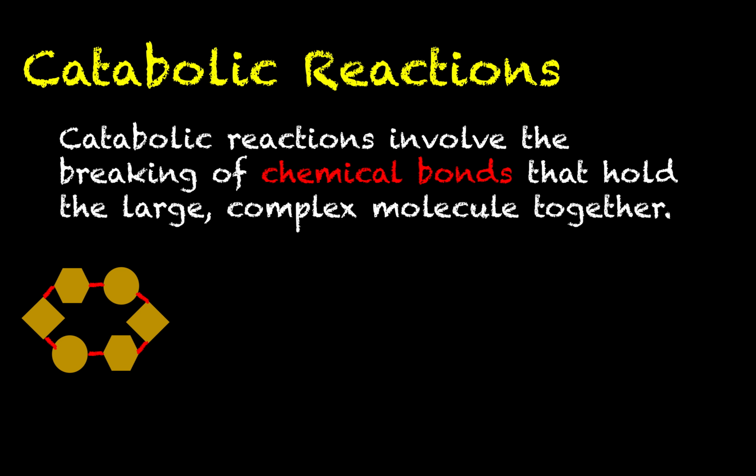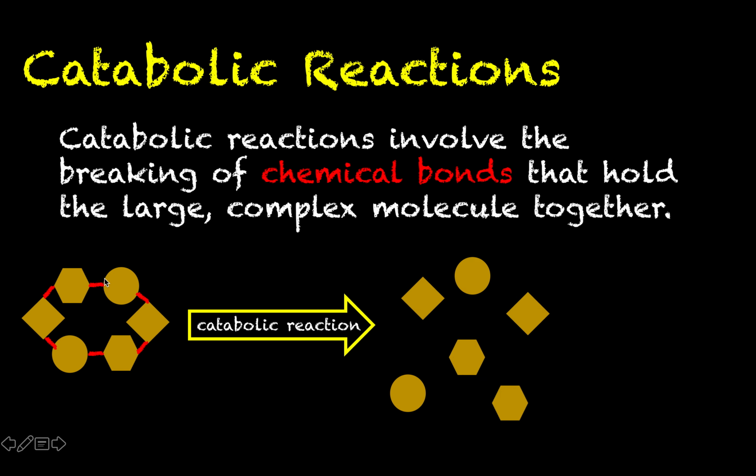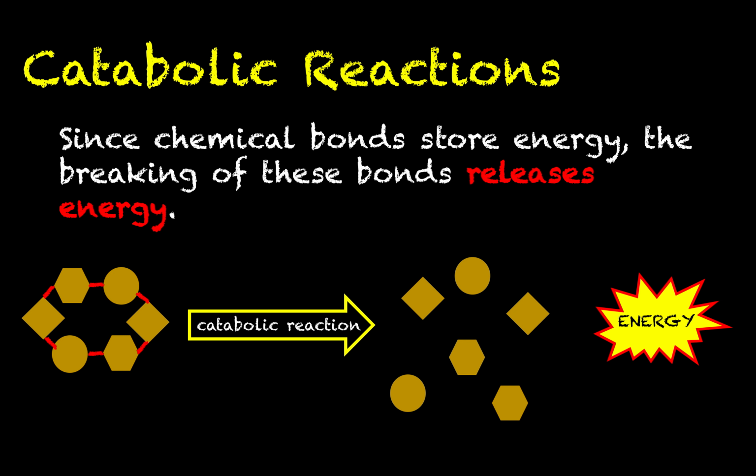To give you the idea here, a catabolic reaction will involve the breaking of the chemical bonds that hold a large complex molecule together. You can see this illustrated here, where this large molecule is formed by the chemical bonds that join these smaller subunits together. A catabolic reaction would break these chemical bonds, thus freeing up the individual components to then become and act as their own individual units. The important thing to understand here is that chemical bonds store energy, and the breaking of these bonds is going to release that energy.